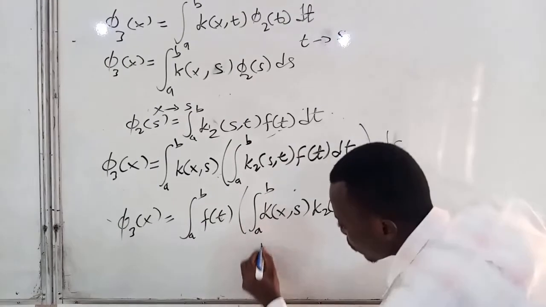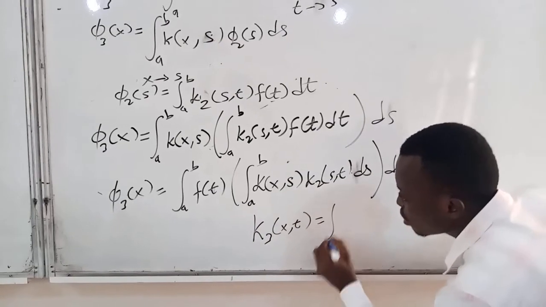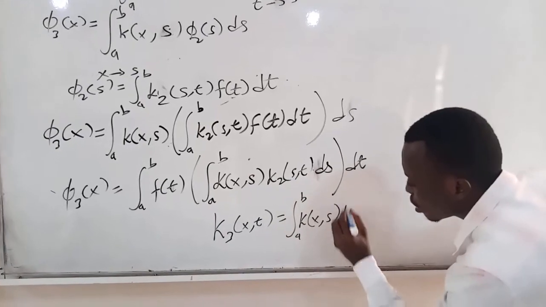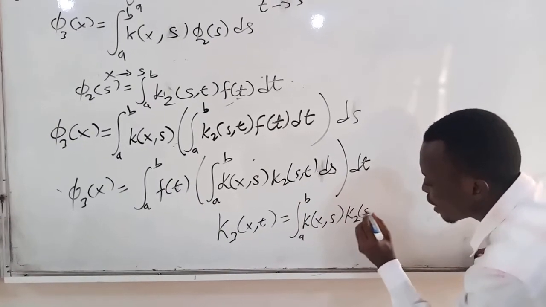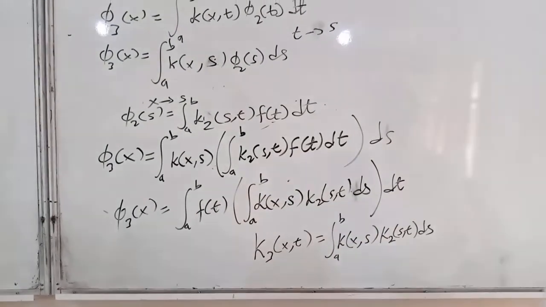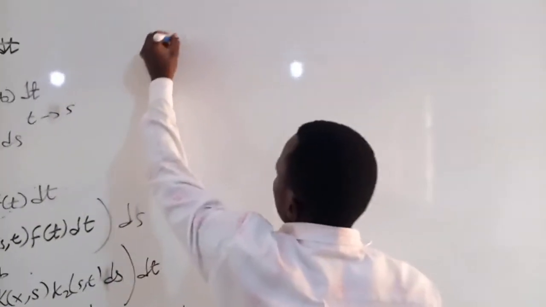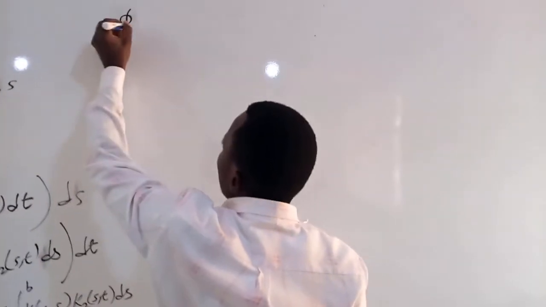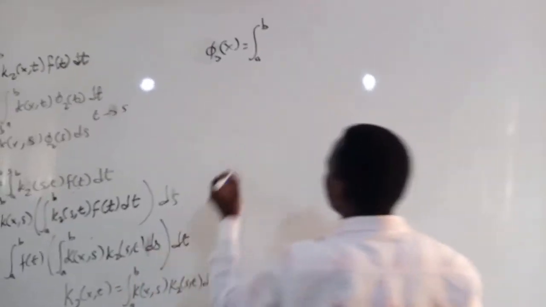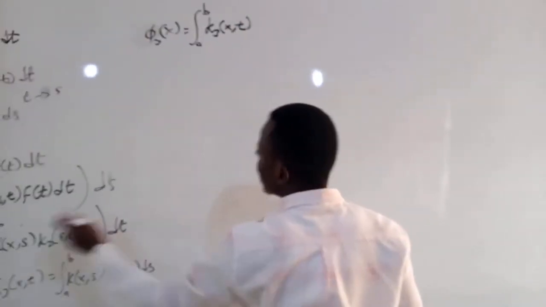Now let's name this equation as our new kernel 3. That is k3 of st to be equal to integral of a to b k of s comma s k2 of st ds. Now let's substitute this k3 into this equation, and we are going to obtain our phi 3 of s. Phi 3 of s to be equal to integral from a to b, then let's get k3, the k3 of st f of t dt.